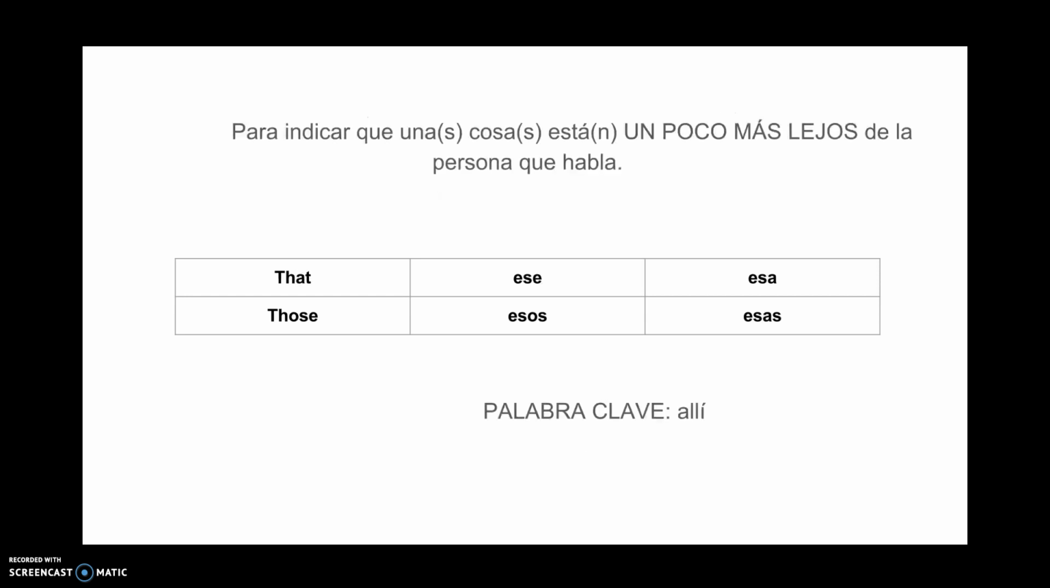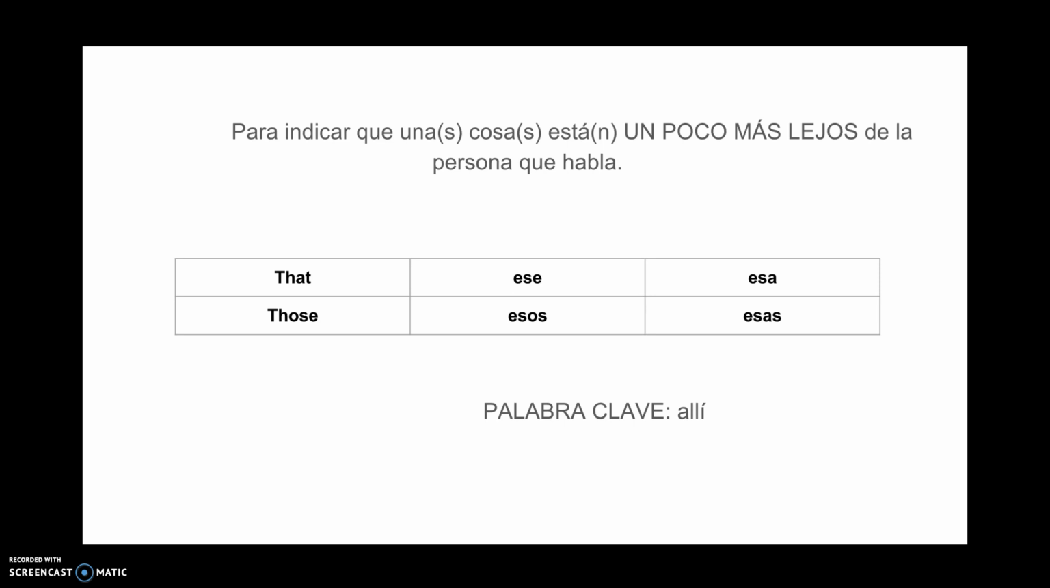Para indicar que una cosa está, o unas cosas están, un poco más lejos de la persona que habla, a little farther away, we say that or those. Once again, masculino, femenino, singular y plural. Masculino, singular y plural, tenemos ese y esos. Femenino, singular y plural, tenemos esa y esas.